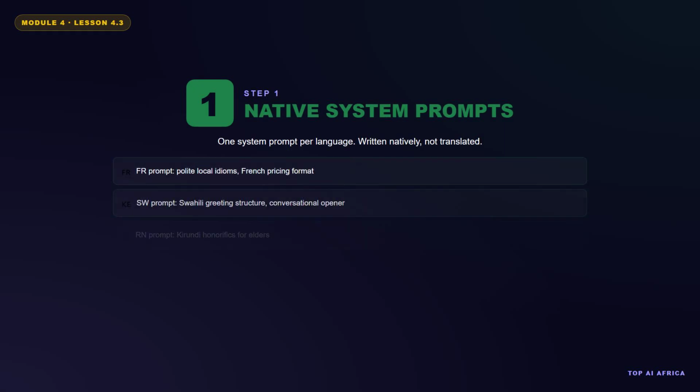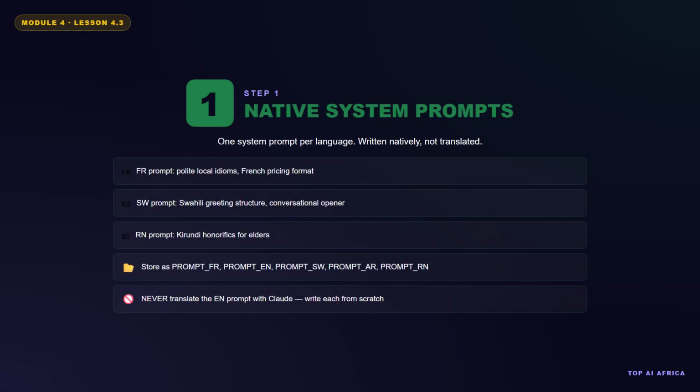Step 1. Native system prompts per language. For each language, write a separate system prompt. Same agent personality and rules across all 5, but expressed natively. In French, your prompt teaches Claude the polite local idioms. In Swahili, it teaches the greeting structure. In Kirundi, it teaches the honorifics for elders. Pricing format, date format, complaint handling, all expressed the local way. Do not translate the English prompt with Claude. Write each one from scratch, or have a native rewrite it.